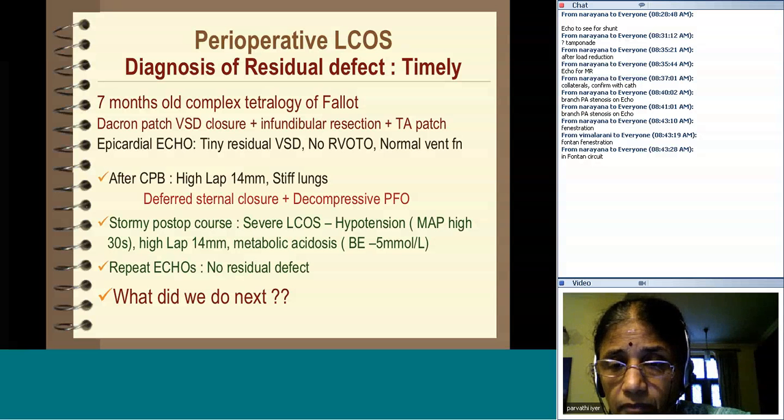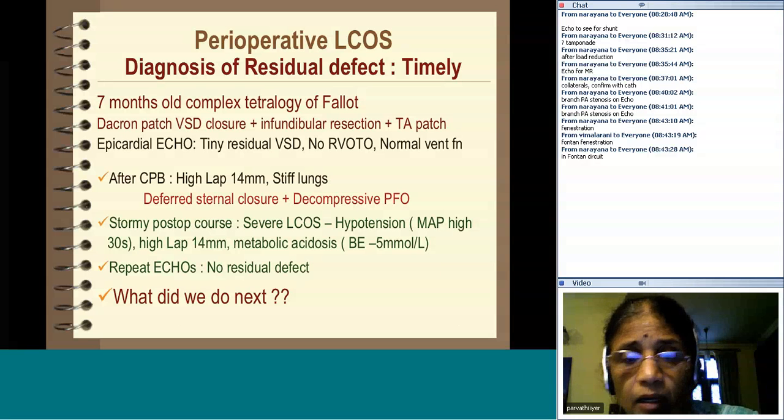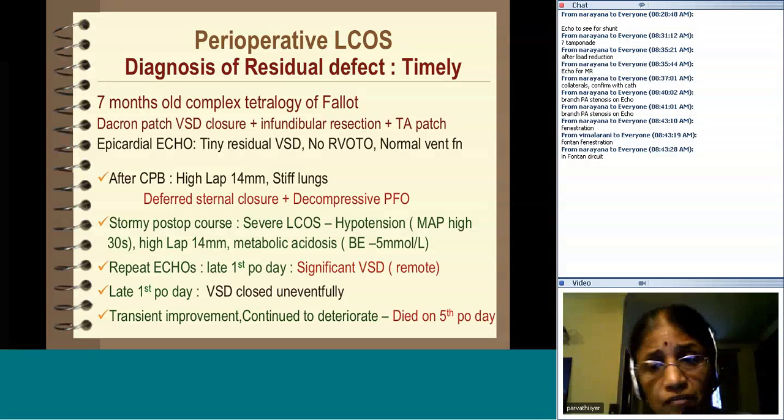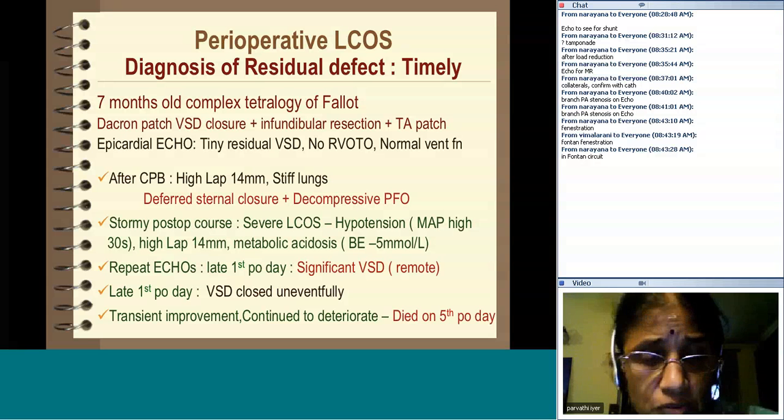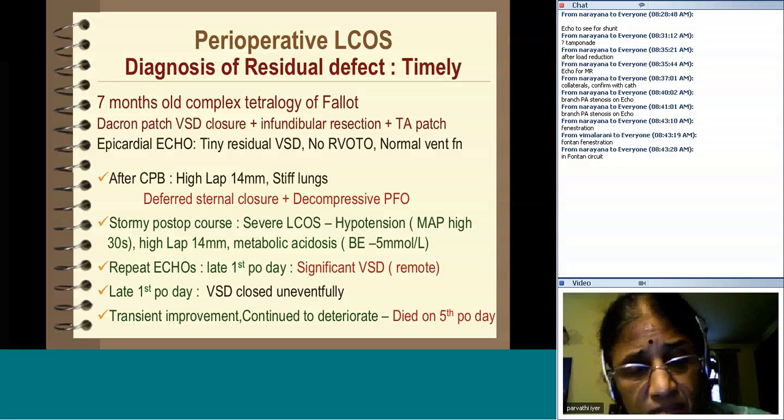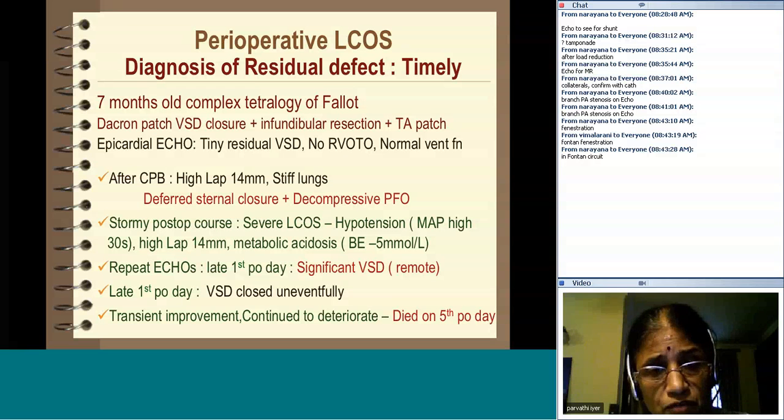We actually felt that no tetralogy should behave like this, so we got virtually everybody to repeat the echo, and finally what was discovered, on the late first postoperative day, was a huge VSD in a very unusual remote corner which had been completely missed by most of the cardiologists. So they went back to theatre, the VSD was closed uneventfully, but it was already late. There was some transient improvement, the lungs got marginally better, but he continued to deteriorate, and the child died. So the message from this case is that the diagnosis of residual defect also has to be very timely.